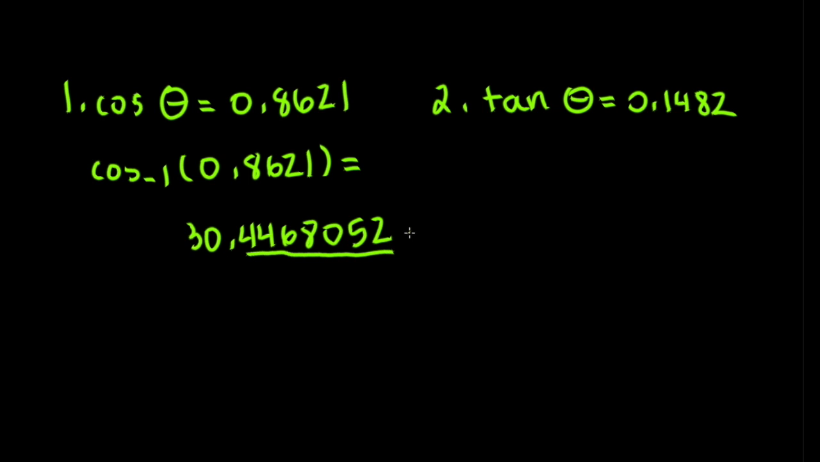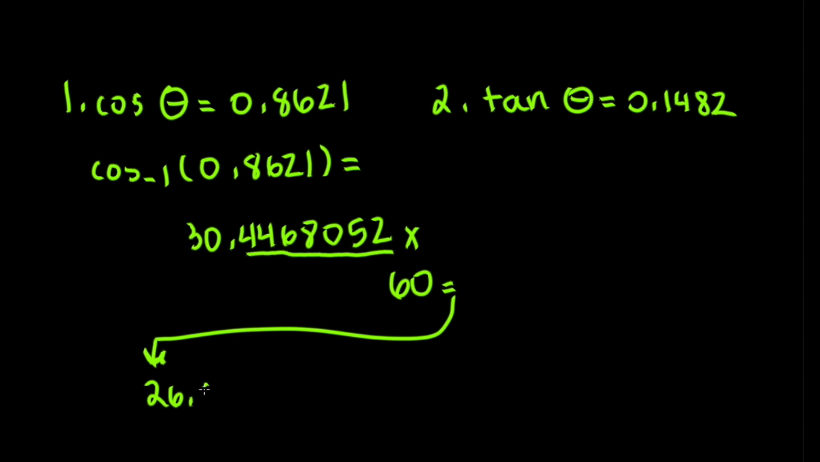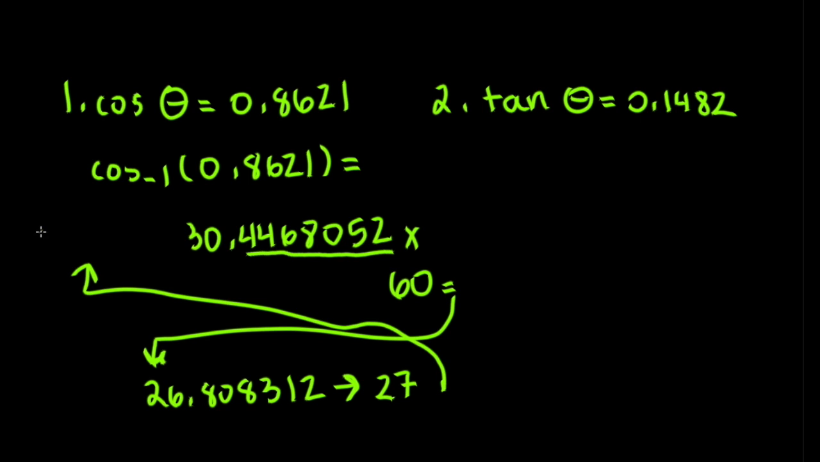We are now going to take the numbers after the decimal point, which are 0.4468052, and multiply them all by 60. We are doing this because there are 60 minutes in an hour. This comes out to 26.808312. If we simplify this, this will go to 27. So our answer is going to be 30 degrees and 27 minutes. Go ahead and try the next problem by yourself. Then we will see and check our answers.